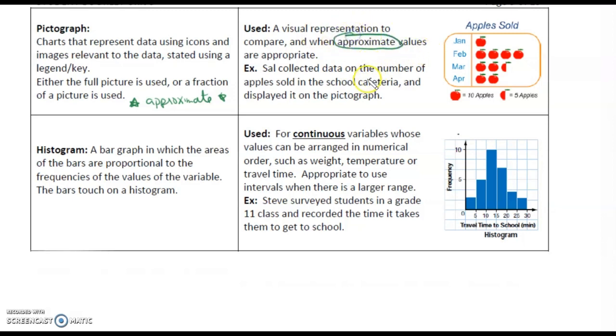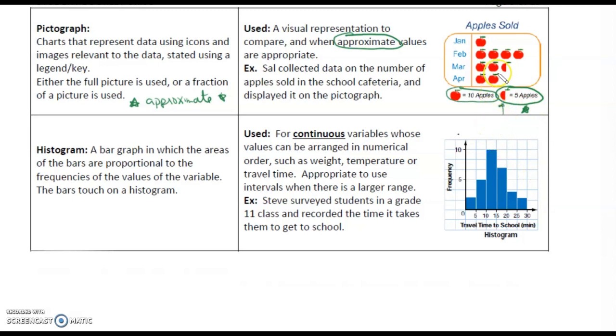So approximate. Okay, Sal collected data on the number of apples sold in the cafeteria and displayed it in this pictograph. We can see that one full image of an apple represents 10 apples, and this represents 5 apples. I actually like this second part of the legend, the picture is half of the apple, so it's half of the 10, which is 5.